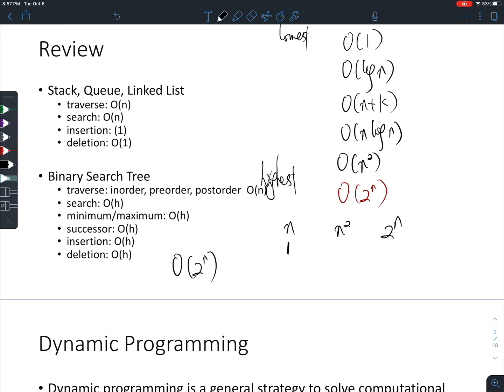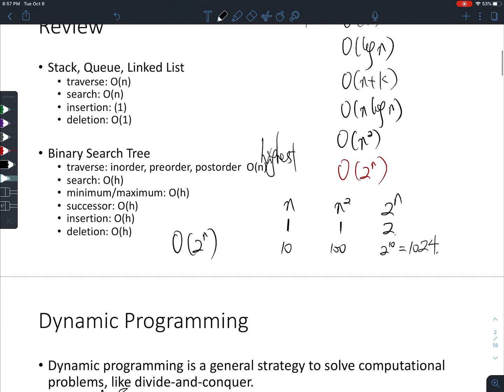When n is 1, we have n squared as 1 and 2 to the power of n as 2. So they're quite similar. At least they are all single digit numbers. But when we increase n by 10 times, n squared is 100, so n squared increased by 100 times. What about 2 to the power of n? 2 to the power of 10 is 1024, so it increases about 1000 times.